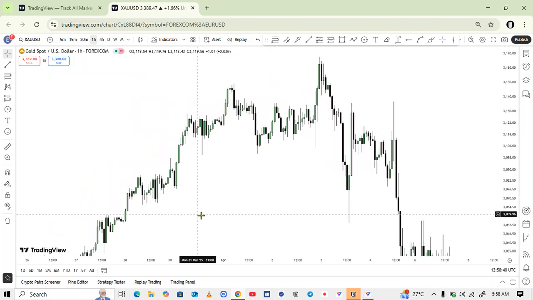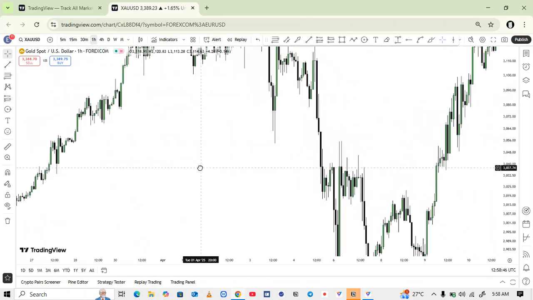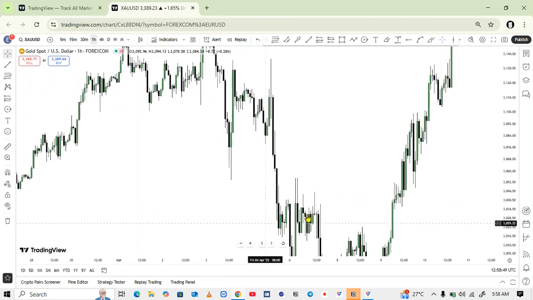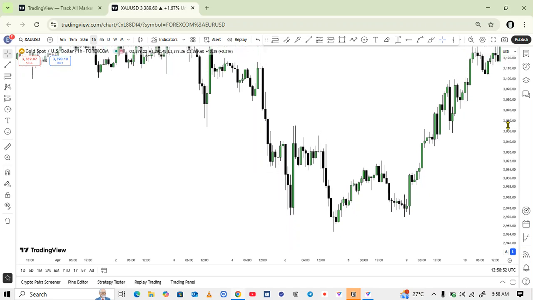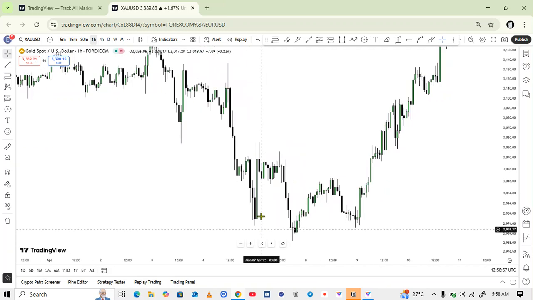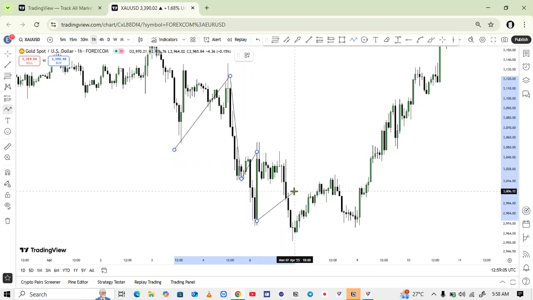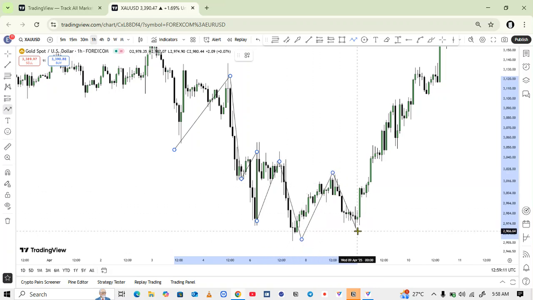So from this diagram, let me look for an example. Okay, from this diagram you can see that price was in an uptrend, giving us higher highs and higher lows. And immediately price changed direction. What happened? Price came back and retested into this reclaimed order block, guys.